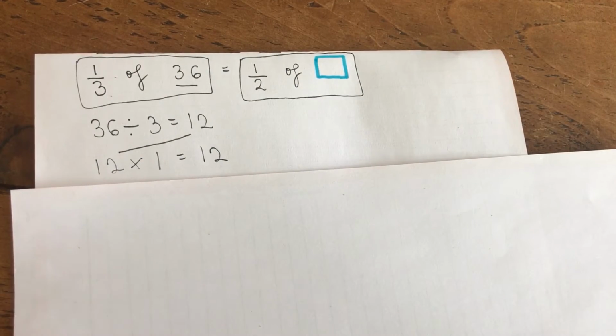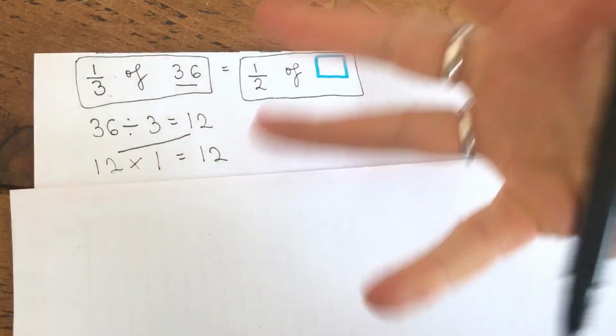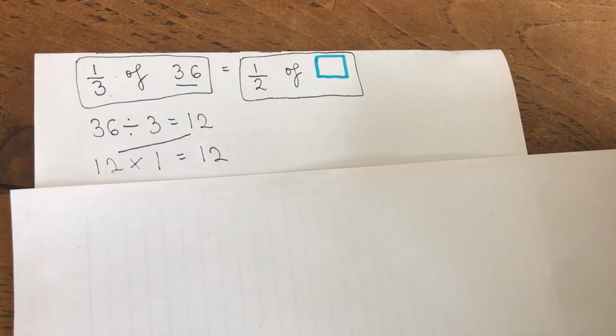So the answer is 12. We divided by 3 and then we times by 1, so the answer stayed as 12. And we know that because 12 lots of 3 is 36, and you could count in threes to see how long it takes you to get to 36 if you didn't know that times table fact. But there are 12 threes in 36, so that helped me to work it out.